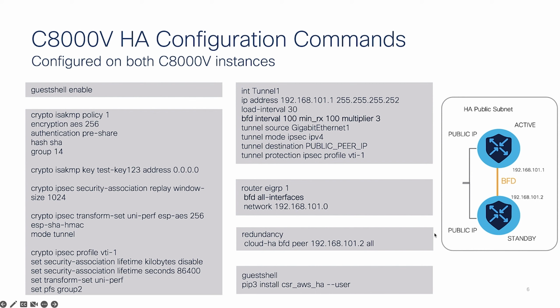And then we can enable BFD on all our interfaces inside of our routing protocol, and you don't have to use EIGRP, but please refer to the documentation for a full list of supported routing protocols for HA. After configuring the BFD, we can download the HA script using the guest shell. In this case, we're deploying in AWS, so we'll be installing the CSR_AWS_HA. And don't forget the --user flag here. We'll be using pip3 to install the Python package.